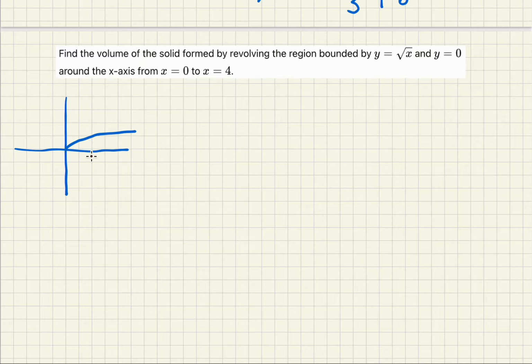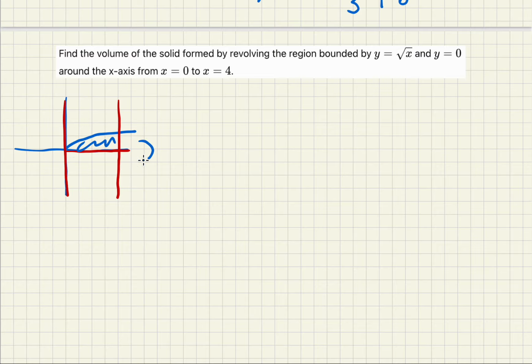The other, y equals 0, again, is just this line. X equals 0 is again this vertical line. X equals 4 is 1, 2, 3, 4, this vertical line. And so this is our area, enclosed or bounded by each of these equations. This is the area we're dealing with. And it asks us to find the volume of the solid formed by revolving this region around the x-axis.